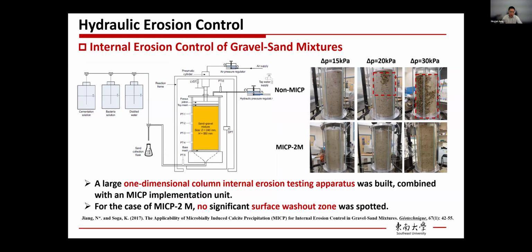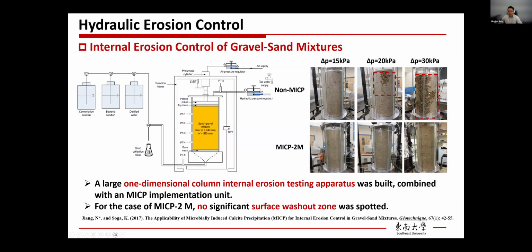In this research, I developed a large one-dimensional column internal erosion testing apparatus, and this one was combined with an MICP implementation unit. So I can prepare the sample within it and then implement the MICP to treat it. From the figure on the right-hand side, as you can see, the first line shows the column without MICP treatment, and the second line shows the soil with MICP treatment.